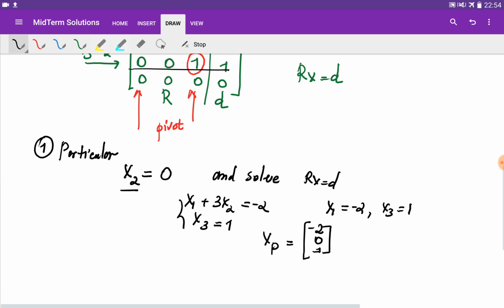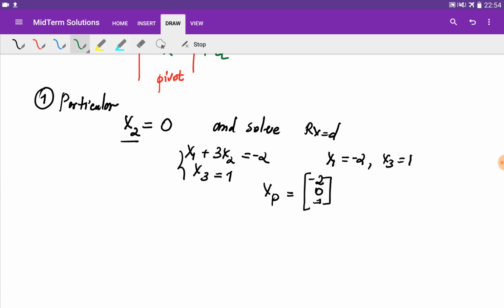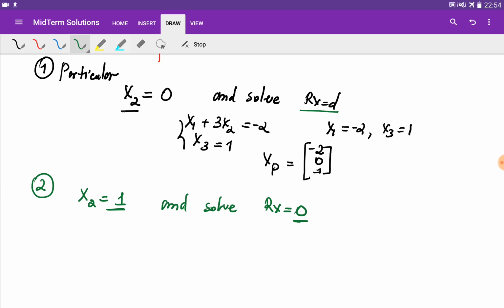So I need to enrich the solution space by finding the null space of this system. So I can find the null space by setting x2 to be equal to 1, and by solving the system Rx is equal to 0. So please note, in order to find a particular solution, we're solving Rx is equal to d by setting the free variable to be 0. And in order to find the special solution, we're solving Rx is equal to 0 by setting the free variable to be equal to 1.